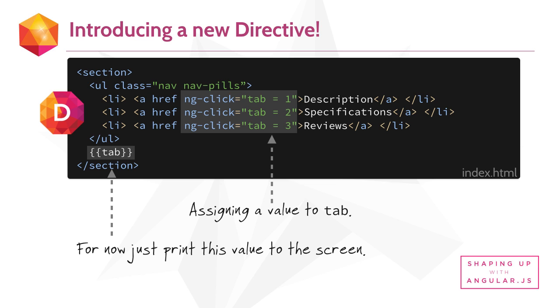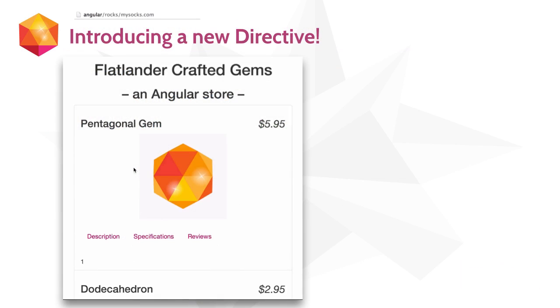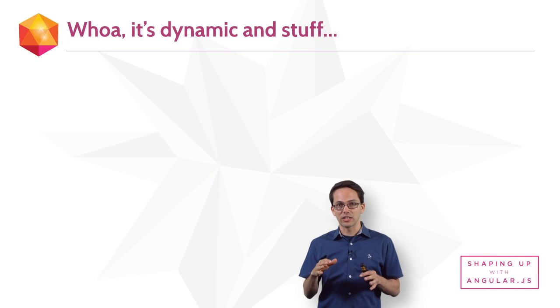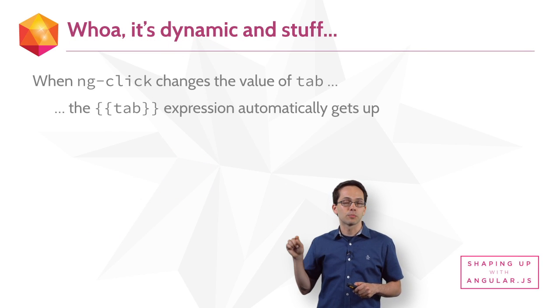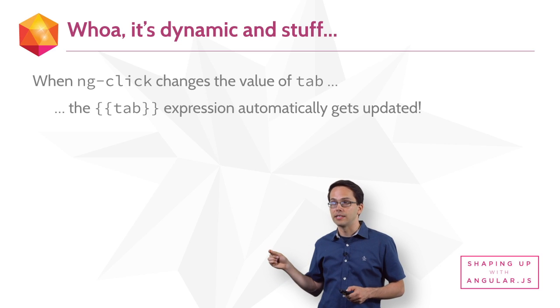Let's see what this is going to do. If we jump into the browser, we can see that if we click on the different tabs, the tab value gets printed out to the screen. Pretty neat, huh? We never defined tab, but just by clicking on those different tabs, it changes the value. We're starting to get into the magic of Angular. When we click on one of those tab items, the tab expression automatically gets updated.